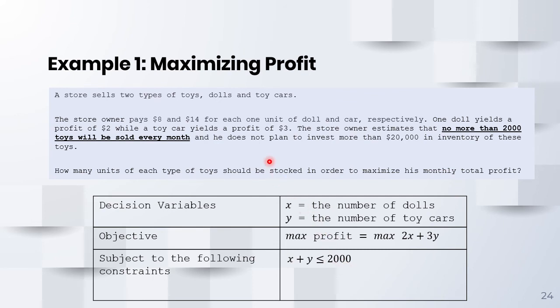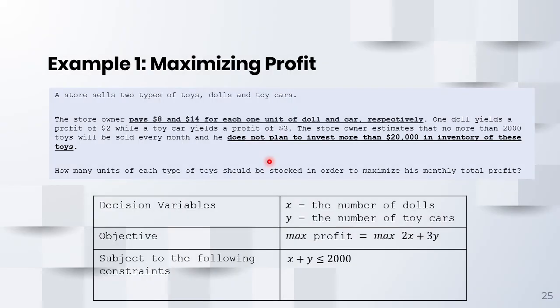Okay, next constraint. The store owner pays $8 and $14 for each one unit of doll and car respectively. However, the store owner does not plan to invest more than $20,000 in inventory of these toys. So if there are x dolls and there are y toy cars, how much is the total cost spent by the store owner?